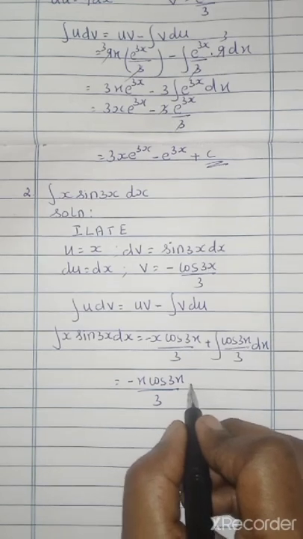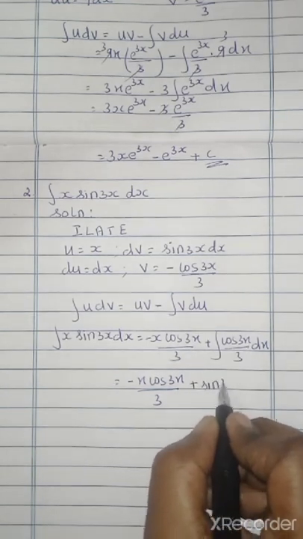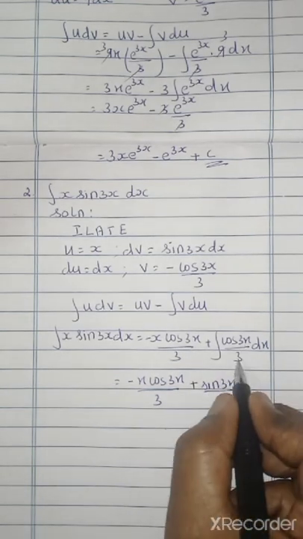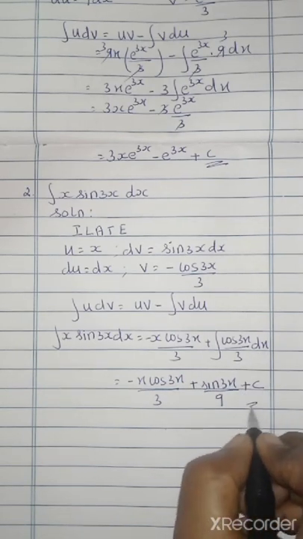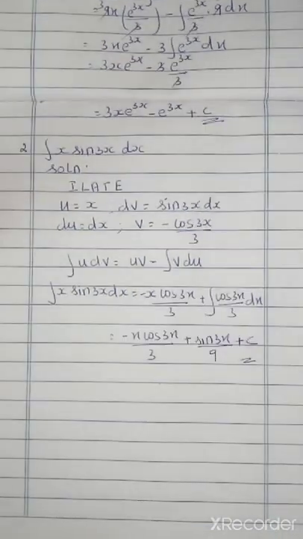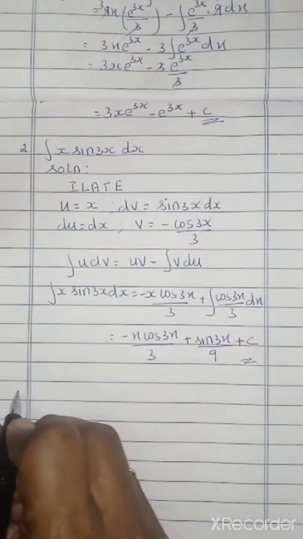Integration of cos is sine. So sin 3x, that coefficient will come in the denominator. So 3 threes are 9, plus c is the final answer. Next problem. Fourth subdivision we can do.